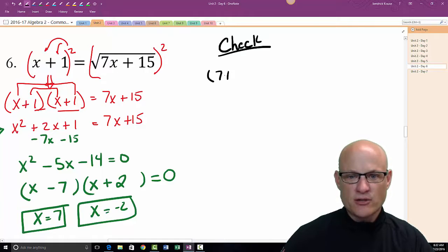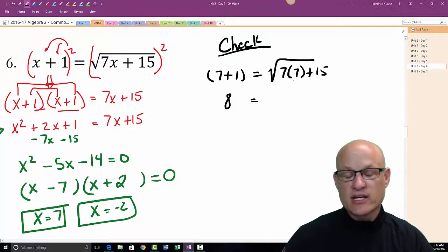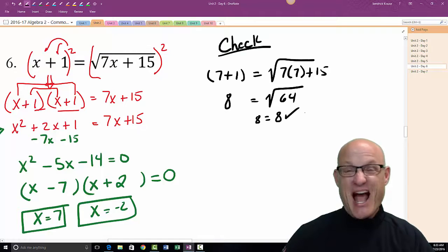So 7 plus 1. Does that equal the square root of 7 times 7 plus 15? Well, this is 8. And this 7 times 7 is 49. 49 plus 15 is 64. The square root of 64 is 8. So I get 8 equals 8. Catching!